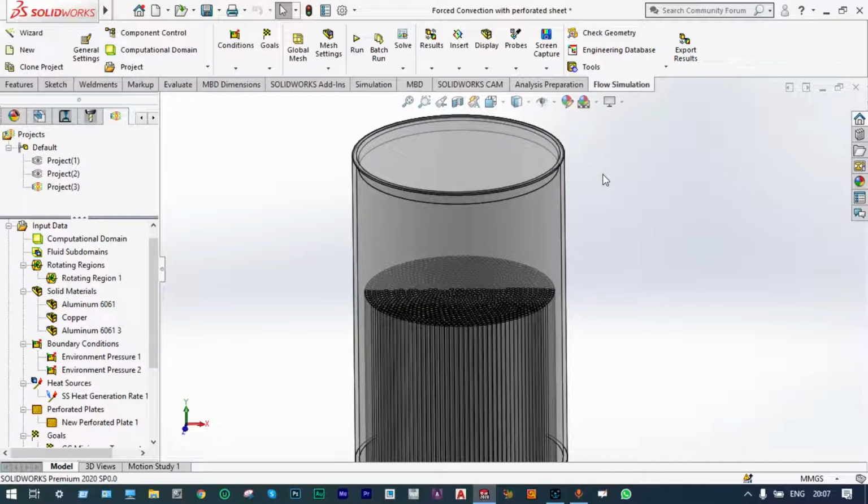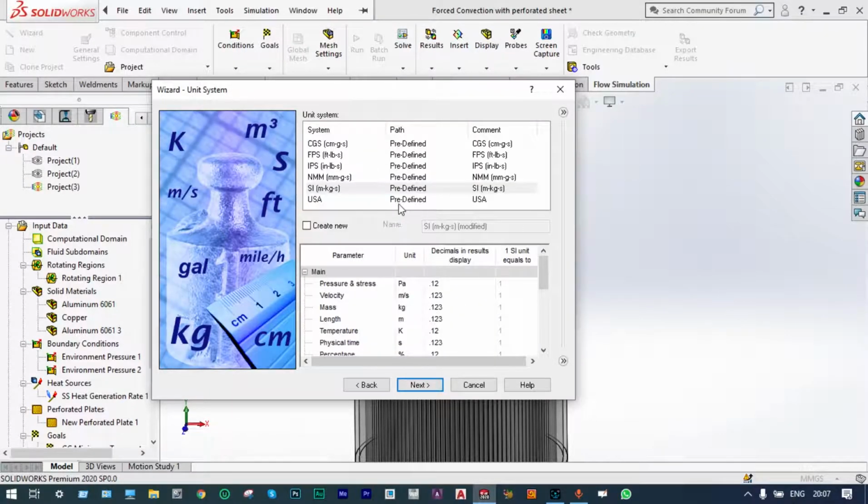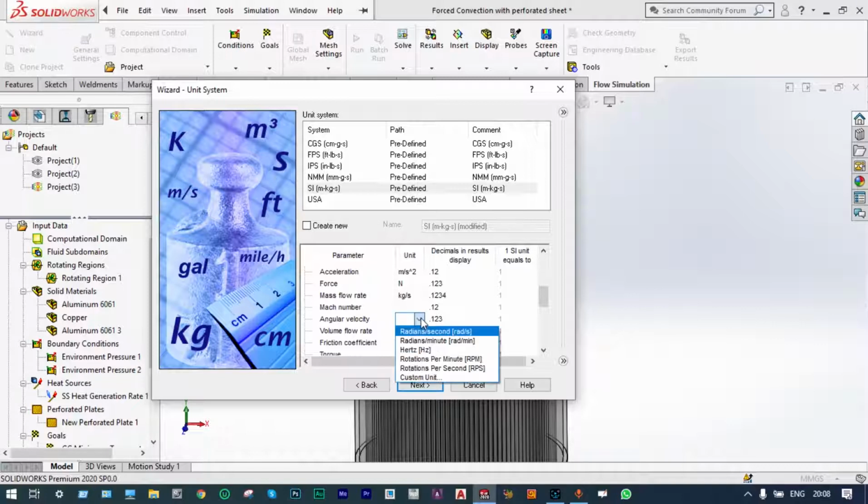Let us start our simulation. The flow simulation environment will be created with the wizard itself. Let us start from the wizard. We are keeping the name of the project as the default, project 4. Next, we are selecting the unit system as SI, and if we want we can go for some kind of user defined unit system also, but we are keeping the unit system as SI, and we want temperature to be in degrees Celsius. Let us change the angular velocity to be revolutions per minute.